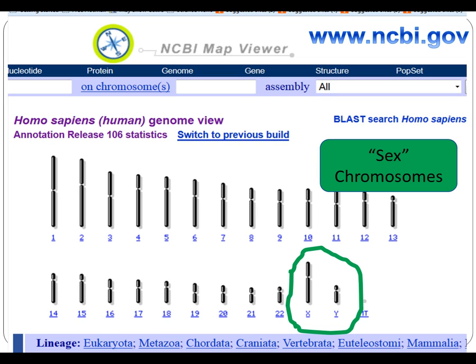Okay, let's be scrupulous about X and Y sex chromosomes. What's different about them? The Y chromosome is much smaller compared to the X chromosome. If something's bigger, it's what?